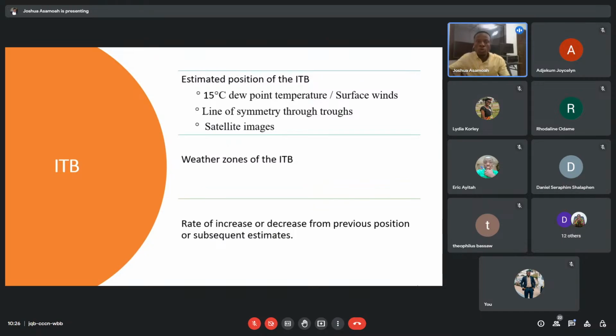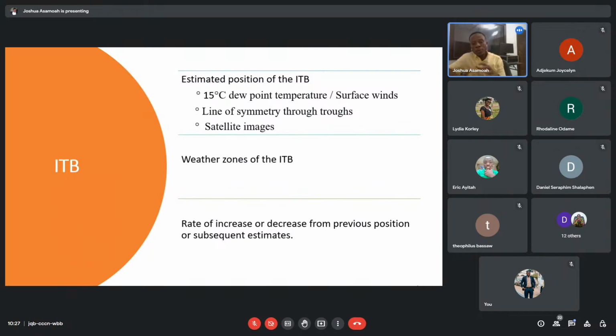So if you know what zone you are falling within, you could tell what kind of weather you should be expecting in that particular area before you actually look at the chart and see which of them is supporting rainfall or any weather activity within your area.